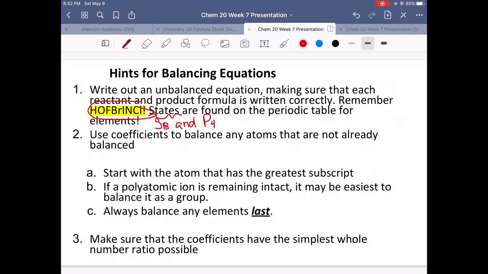All right, next little hint here, you can use coefficients. You can add in coefficients, ones that weren't there, okay? There's always a 1, but perhaps it needs to be something different to make sure that the different elements are balanced.